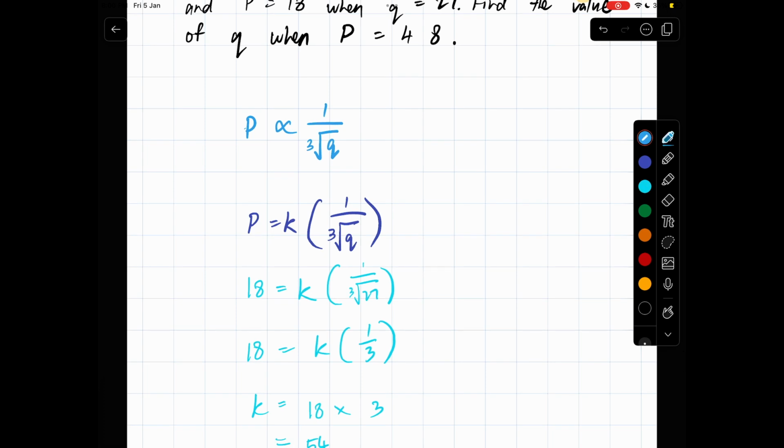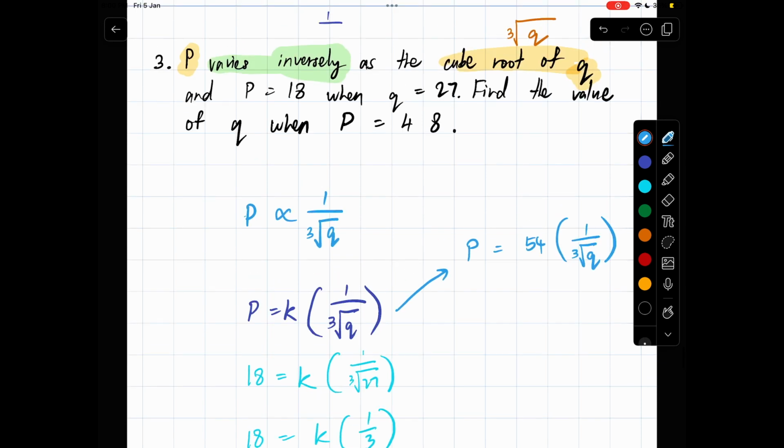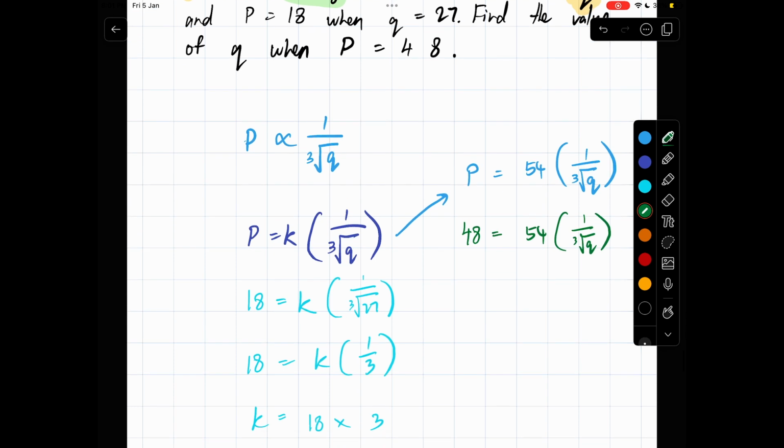Now, you can rewrite the equation form as p equals 54 times 1 over the cube root of q. So they're asking you to find the value of q when p is 48. Just substitute it right in. You will have 48 equals 54 times 1 over the cube root of q.